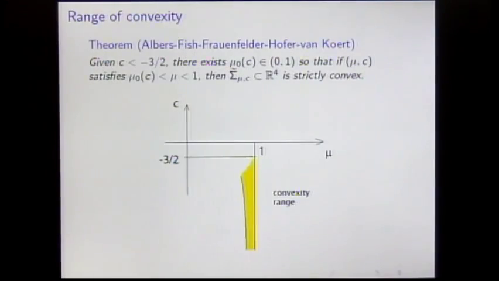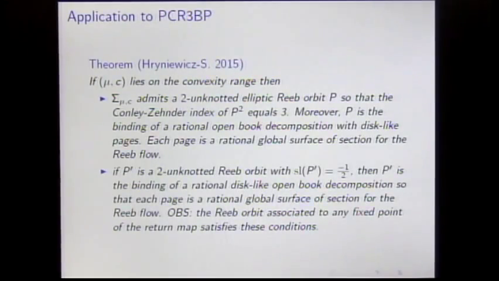Okay? And then this would be the first application of that theorem. So we have this special elliptic orbit, which is the boundary of this rational open book decomposition for the planar restricted circular three-body problem. And this binding orbit is elliptic. And each page is a global surface of section.